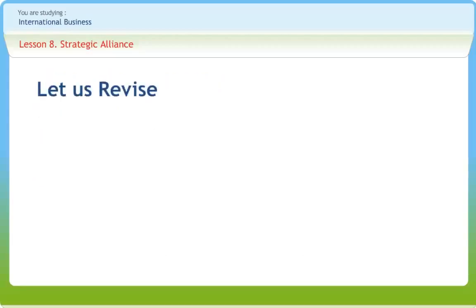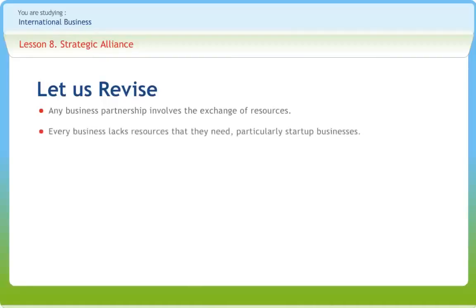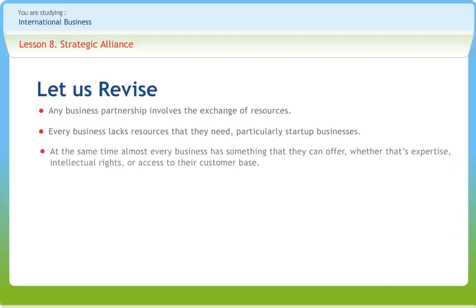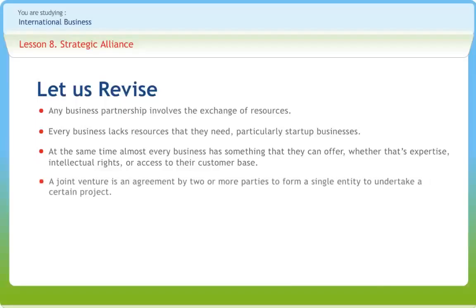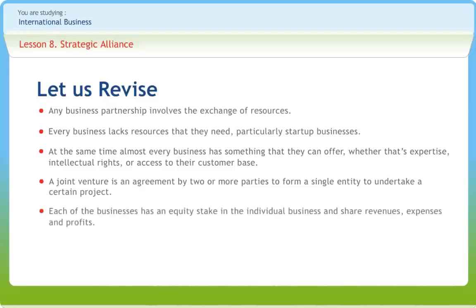Before we end, let us briefly revise what we've studied so far. Any business partnership involves the exchange of resources. Every business lacks resources that they need, particularly startup businesses. At the same time, almost every business has something that they can offer, whether that's expertise, intellectual rights, or access to their customer base. A joint venture is an agreement by two or more parties to form a single entity to undertake a certain project. Each of the businesses has an equity stake in the individual business and shares revenues, expenses, and profits.